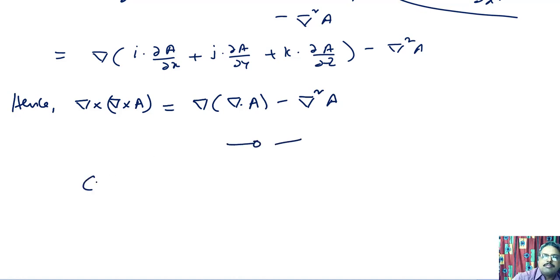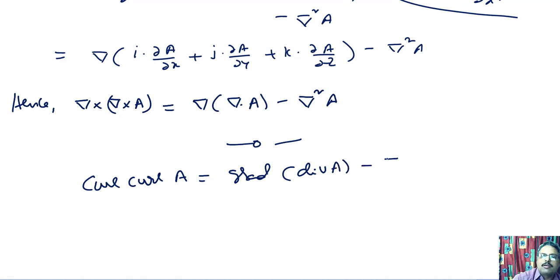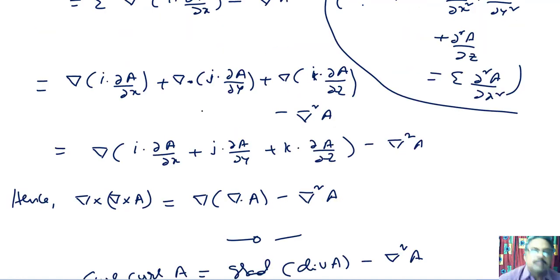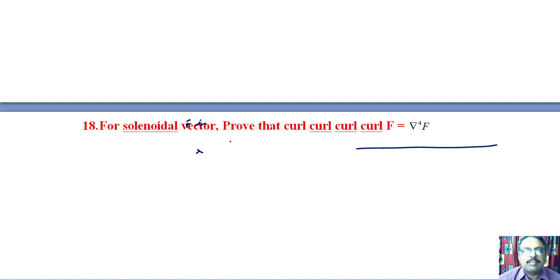So this is very simple. Curl of curl A equals gradient of divergence of A minus del square A. Now this is the most important result in vector operators. So now we will discuss another question. What is the question?